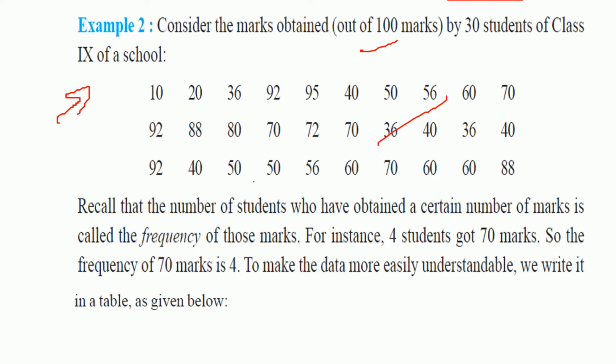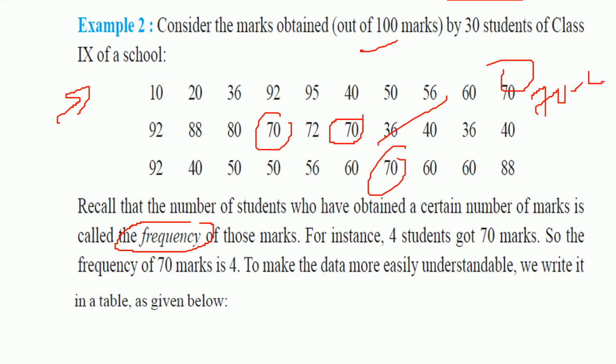Now just recall that the number of students who have obtained a certain mark is called the frequency of those marks. So this is the frequency. Let us find out the frequency. Let us see how many students have got 70: 1, 2, 3 and 4. So the frequency of 70 is 4.